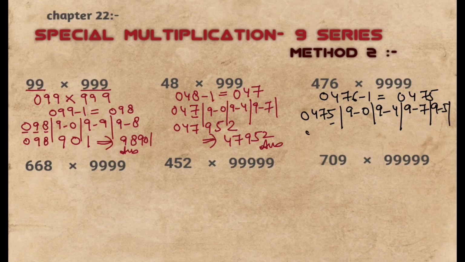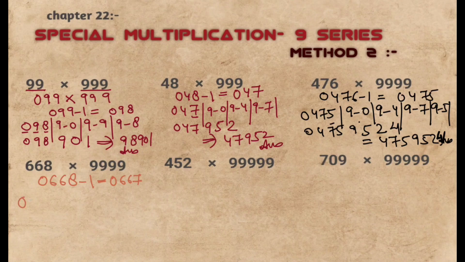So it's 0475, 9. 9 minus 4 gives you 5, 9 minus 7 gives you 2, and 9 minus 5 gives you 4. So 475952 is the answer. Now let's take another example. Here also we'll add 0 before the number. So it will be 0668 minus 1, for which we get 0667.